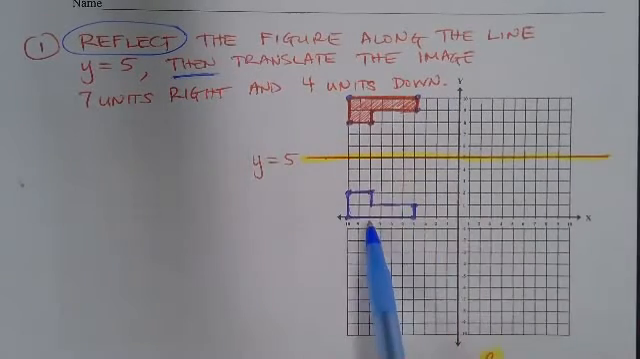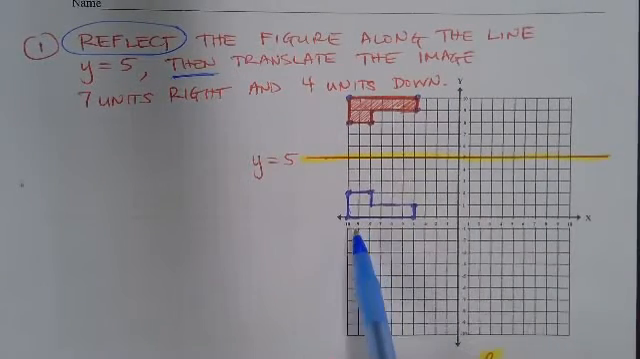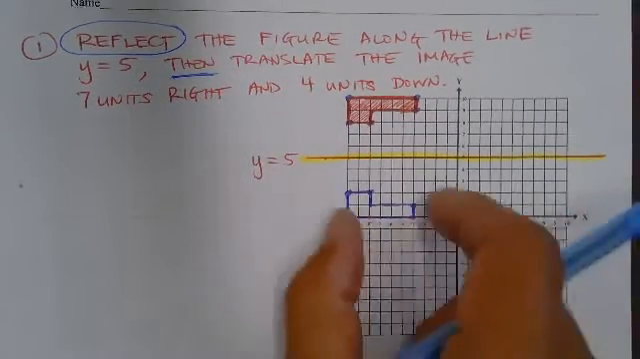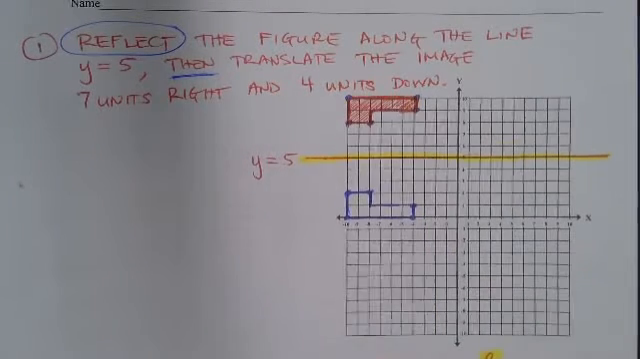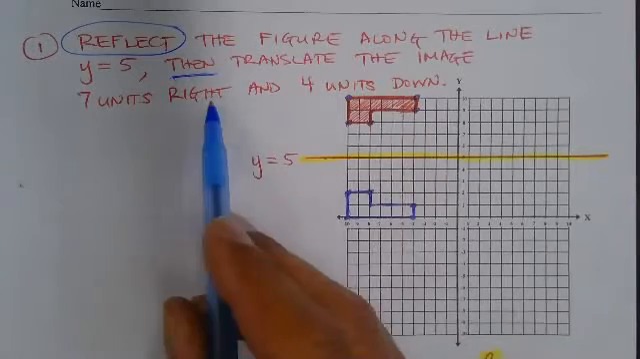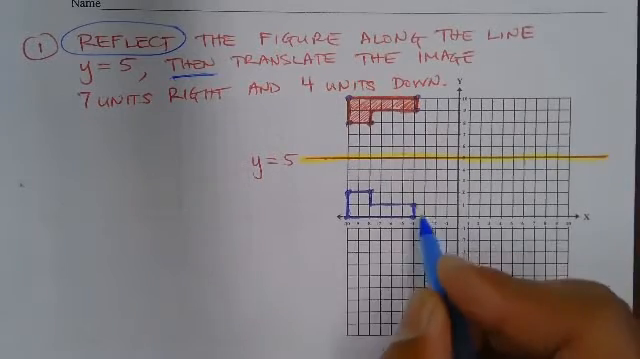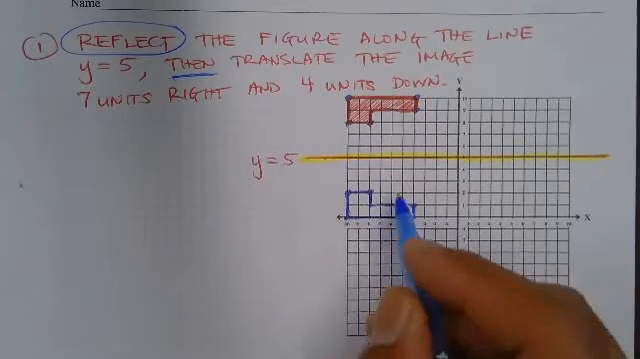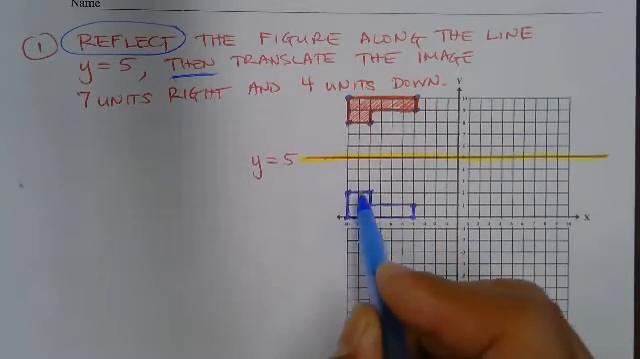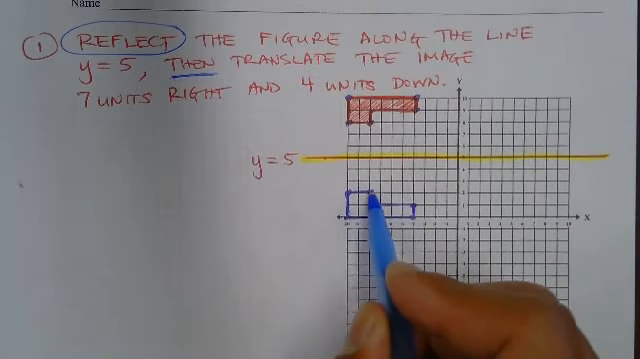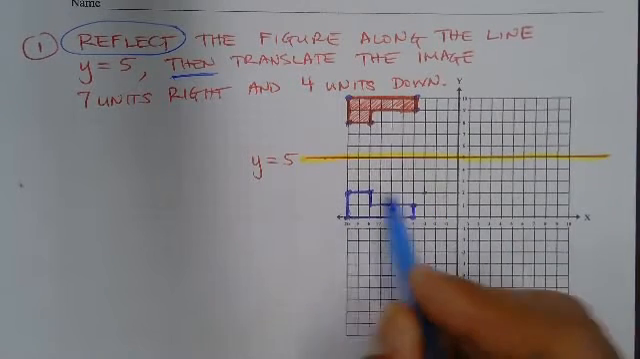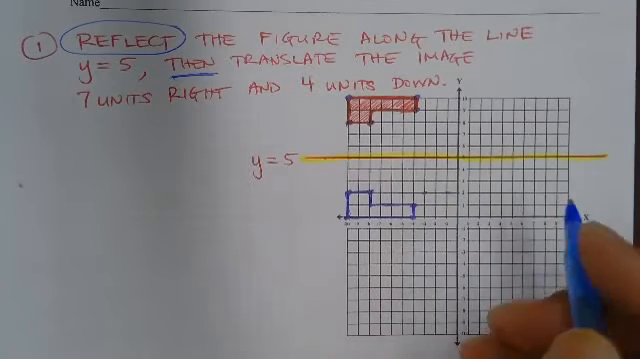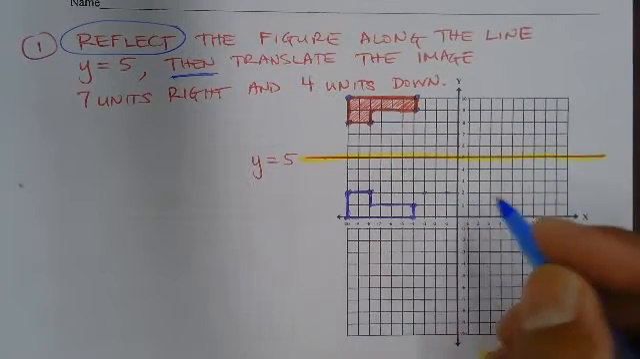Then what? Then translate. Translate does not mean to reflect. Translate means a move, right? You're going to move it. Translate this image 7 units to the right and 4 units down. So how do we do that again? You got to count what? Each point. 7 units right. 1, 2, 3, 4, 5, 6, 7. 7 units to the right.